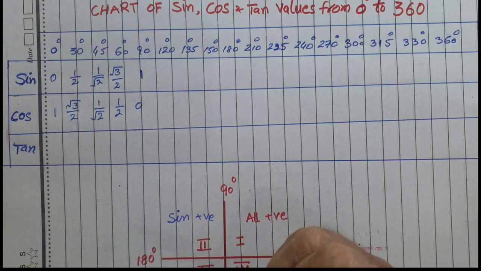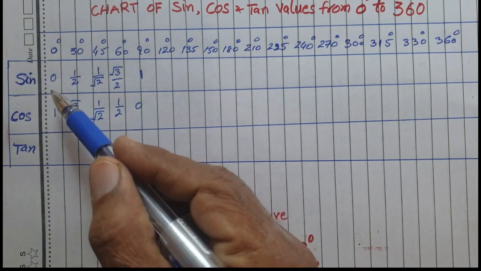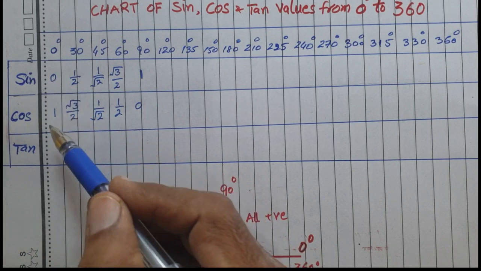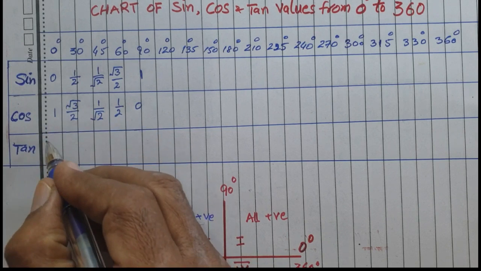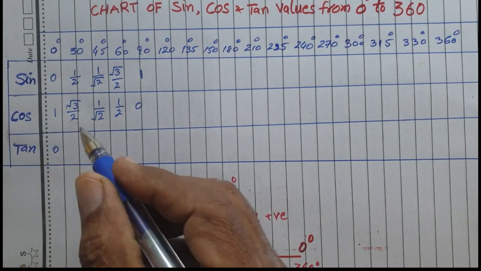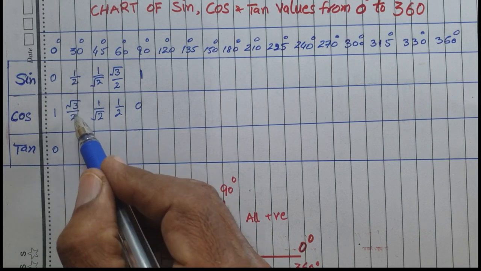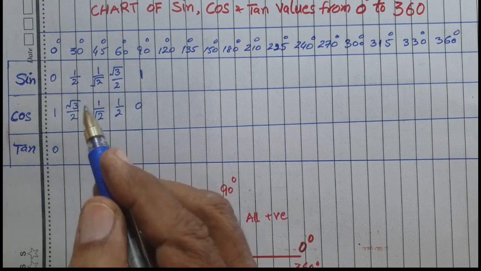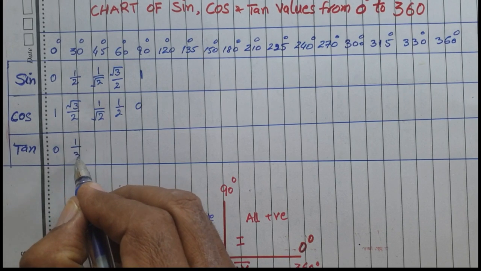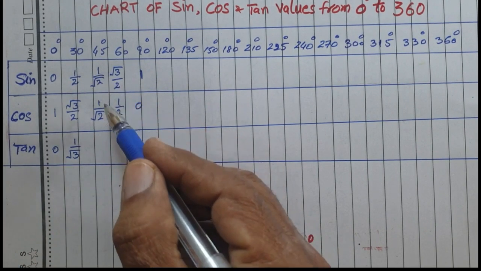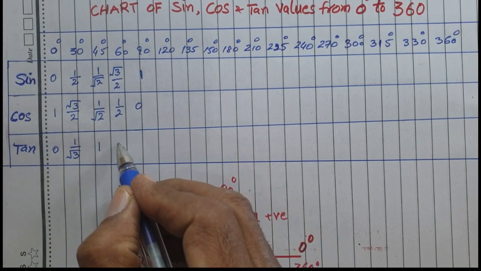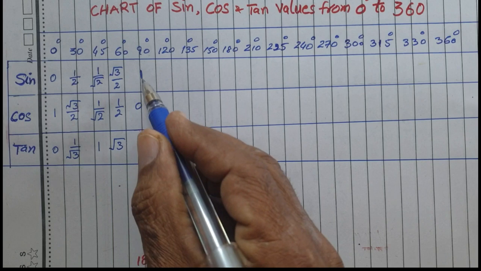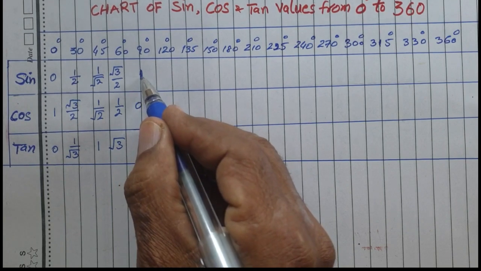Okay. Tan is sine by cos. Therefore, we divide the values of sine by the values of cos to find the value of tan. 0 by any number is 0. 1 by 2 divided by under root 3 by 2: the 2 will be cancelled and it is 1 by under root 3. 1 by under root 2 divided by 1 by under root 2 is 1. Its value is under root 3, and any number by 0.